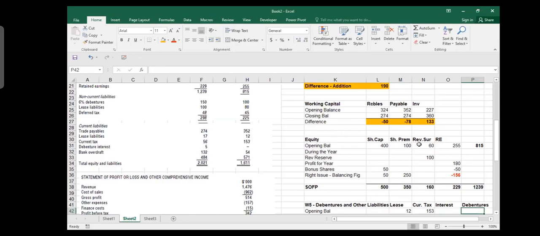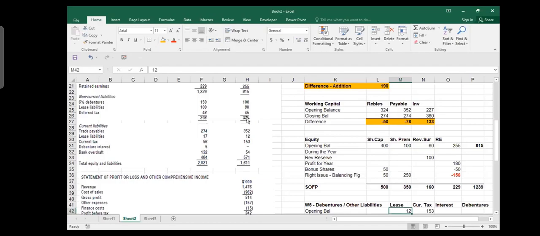Okay, let's make it like this. Please pay attention. Ankit, are you there? Yes, sir. This lease liability, I did not write it correctly. Let me make a little space for debentures. This lease liability, I wrote $12. This is not correct because I just took lease liability under current liability, but lease also has non-current liability.